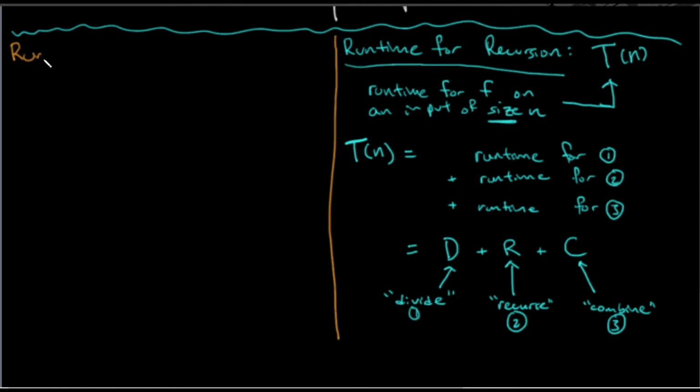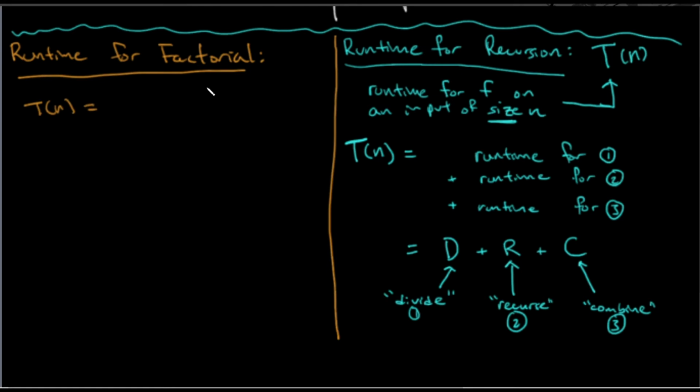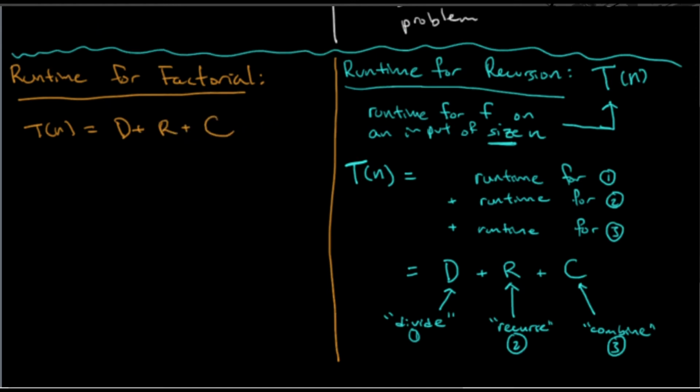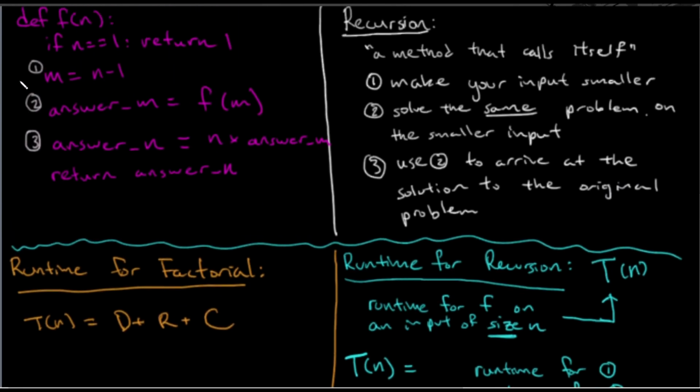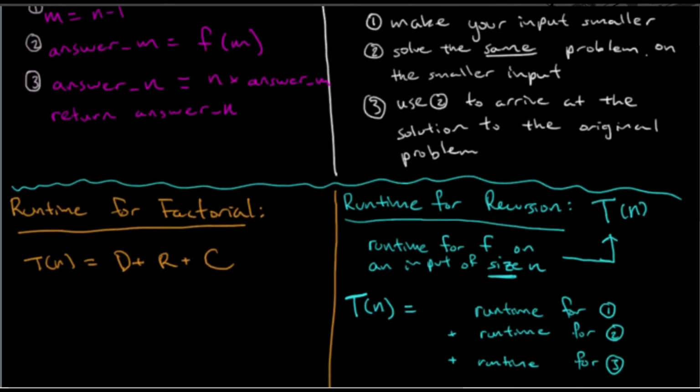So let's look at that. Runtime for factorial. And so let's write out our general form first. T of n equals d plus r plus c. So what's the time to divide in this case? Well, we've already labeled it with this step 1 here. The step 1 tells us that the time to make our input smaller is just the time to do the subtraction right here and assign that to m, which is a constant operation. So it's O of 1.